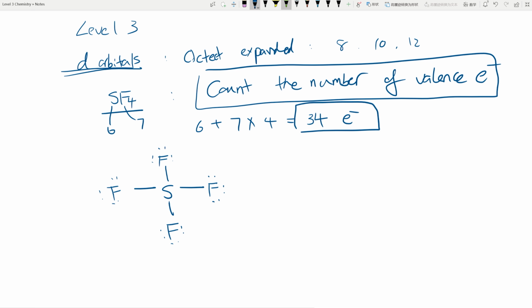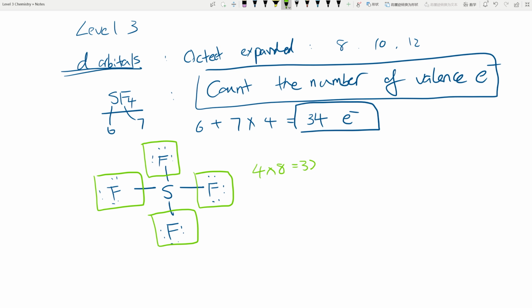Okay, so let's count how many electrons we have. Let's use a green light. Can you see that's 8? This is 8. This is 8. And this is 8. 4 times 8 is 32. I need to have 34 electrons. My diagram right now only shows 32 electrons. So that means the sulfur has a lone pair of electrons.